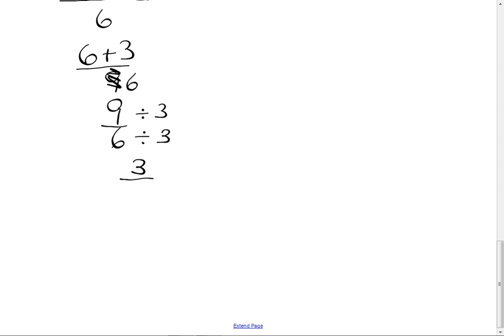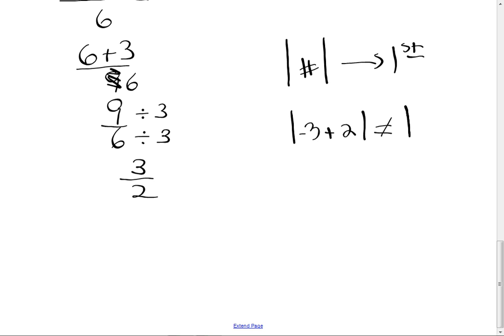3 and 2. Okay, so the rule, you guys, it's a parentheses. It's an order of operations. So when you get the absolute value of a number, you have to find that first. You can't make it the absolute value of the sum of the absolute values. The absolute value of negative 3 plus 2 does not equal the absolute value of negative 3 plus the absolute value of 2. I'd like to, but I can't.